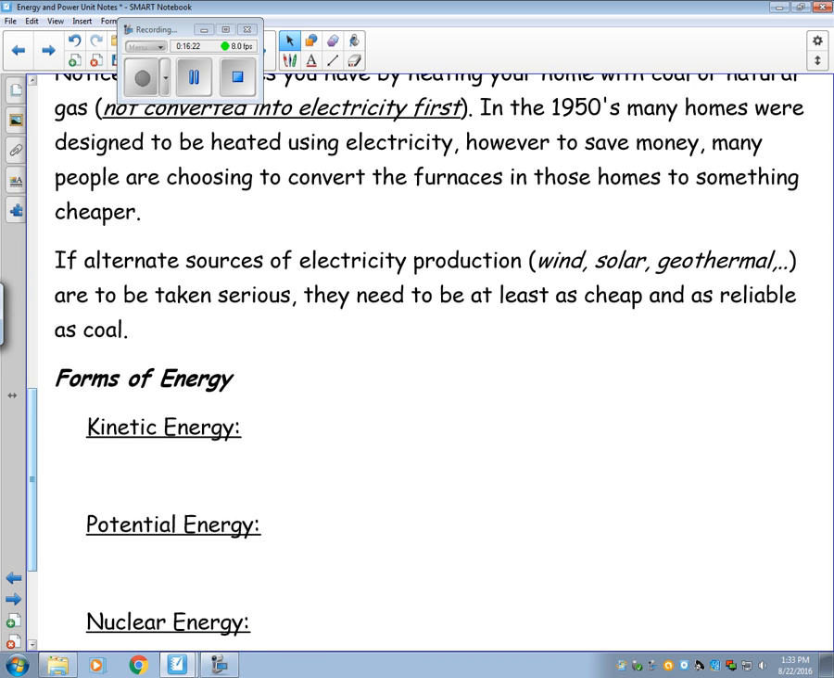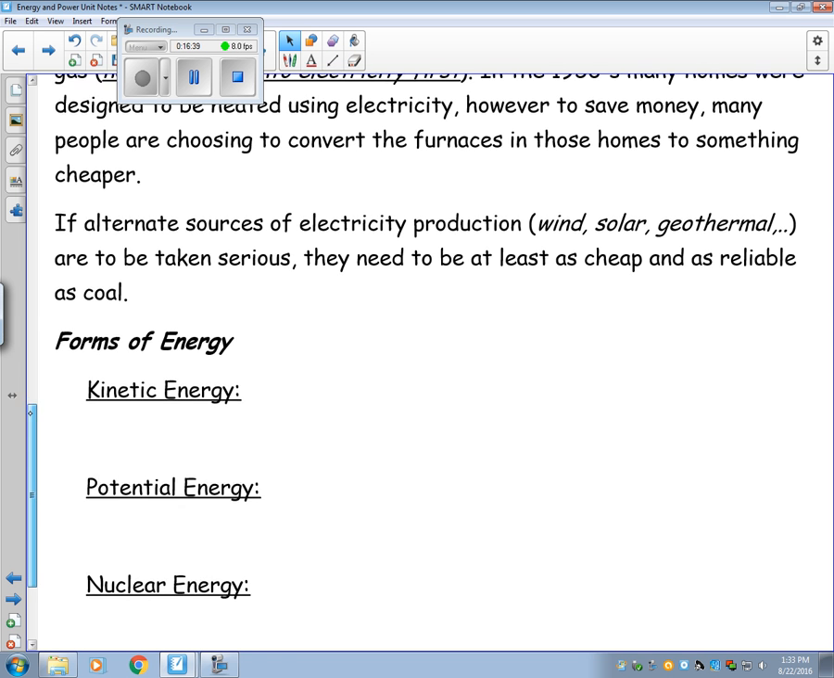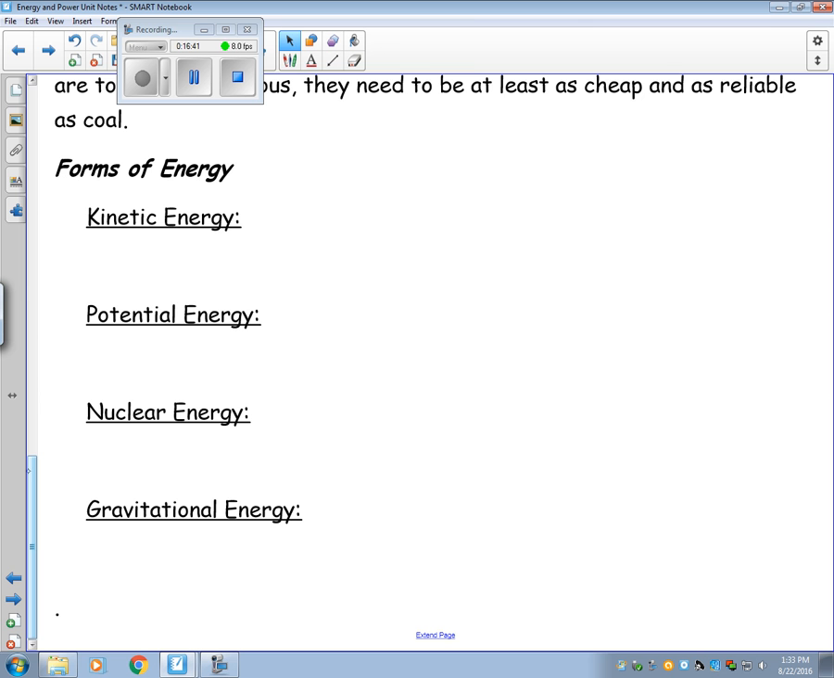So if alternate sources of energy production, such as wind, solar, and geothermal, are taken seriously, they need to be at least as cheap and as reliable as coal. And that is the real problem with some of these other forms of energy. They're just not there yet. They're just not cheap enough without government subsidies.